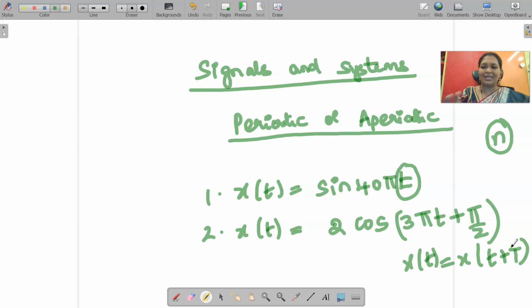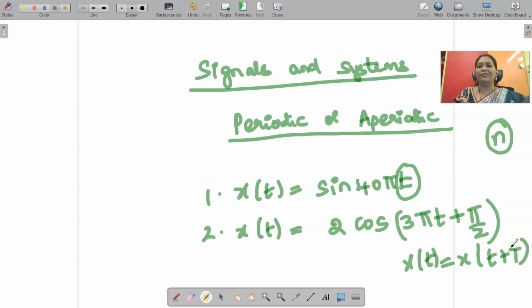But when they give a mathematical equation, first we have to determine the capital T value. In general, in a continuous time signal, a sinusoidal signal or a cosinusoidal signal is a periodic signal. So no need to find out anything. If they ask in 2 marks, you can directly say, since x of t is a sinusoidal signal, it is said to be a periodic signal. And since x of t is a cosinusoidal signal, it is a periodic signal. Why? Because it is a sinusoidal or cosinusoidal signal.